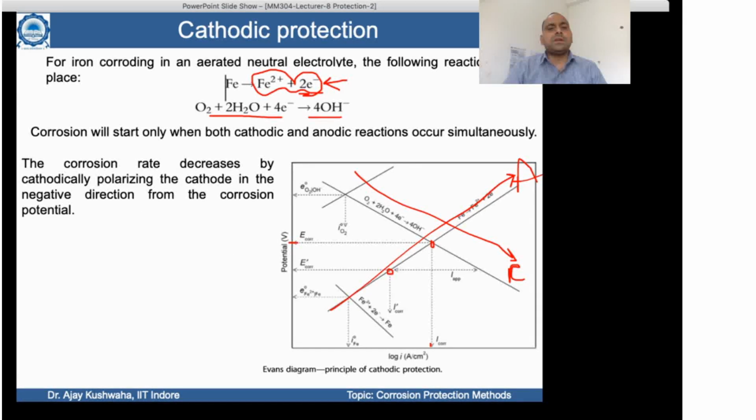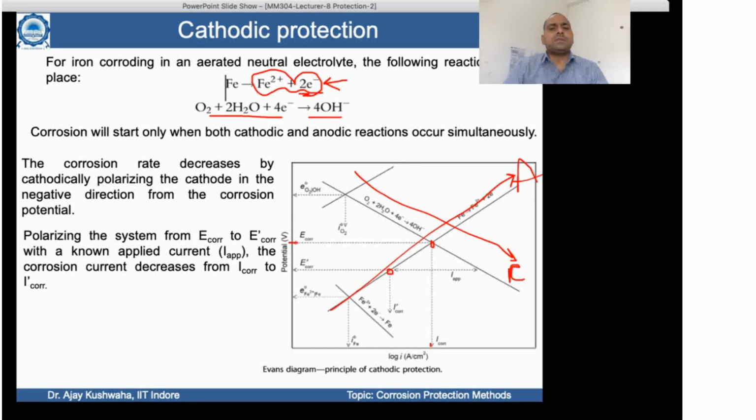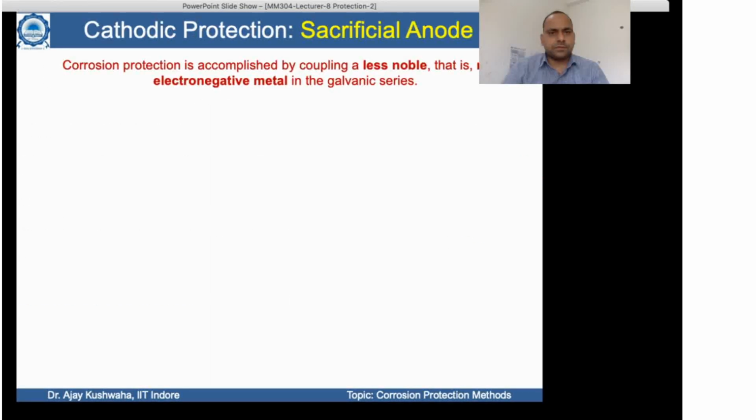So the corrosion rate decreases by cathodically polarizing the cathode in the negative direction from the corrosion potential, polarizing the system from E corrosion to E dash corrosion with a known potential current. The corrosion current decreases from I corrosion to I dash corrosion. So these are all possible by two methods. One is the sacrificial anode and the other one is ICCP, basically the impressed current system. So now we will discuss these two processes next.